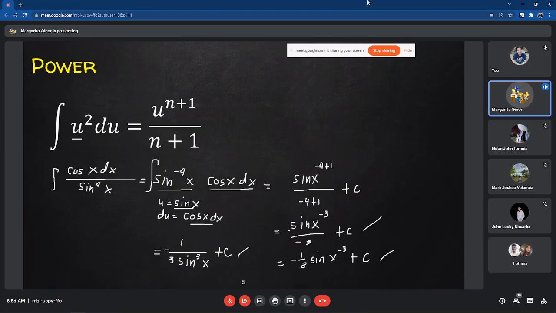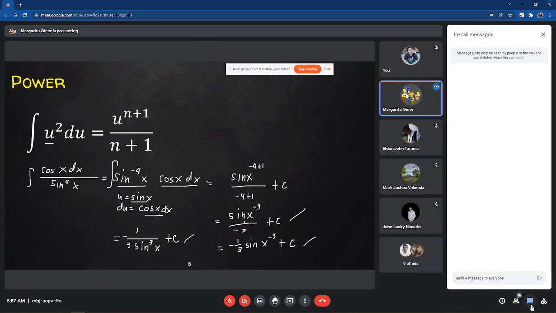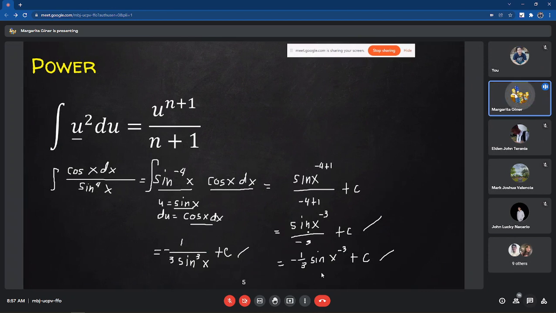So, any of the three is a correct answer. All three are correct. They are just simplified or rearranged final answers. If your answer is sine x raised to 3 over negative 3 plus c, that is correct. If your answer is negative 1/3 sine x raised to 3 plus c, that is also correct. If your answer is negative 1/3 sine cube x plus c, your answer is also correct. Okay? Any of the three, your answer will be correct. Okay. So, let's have another.